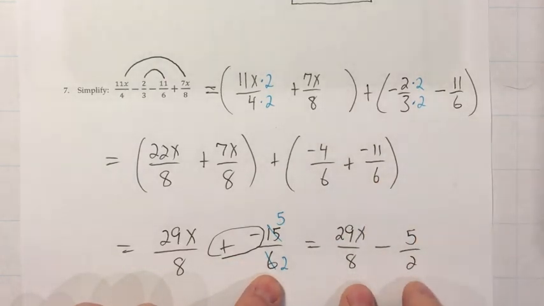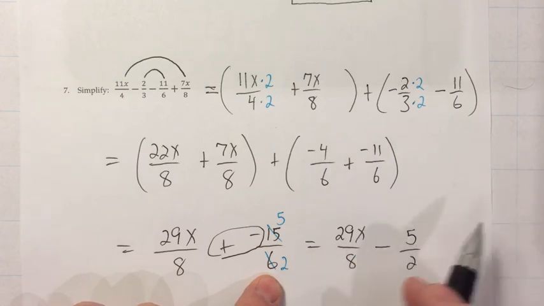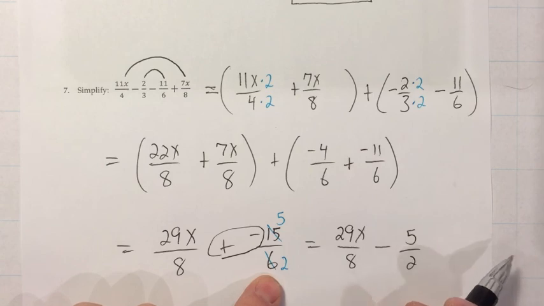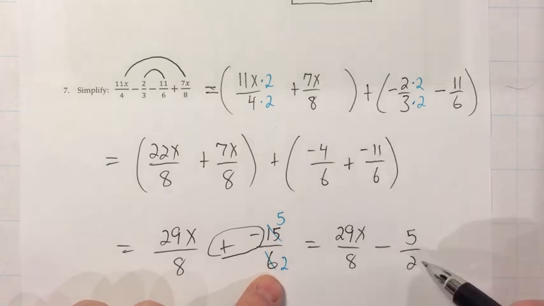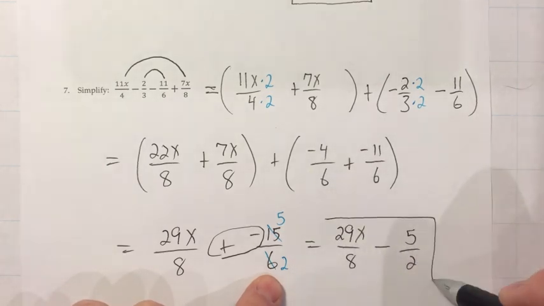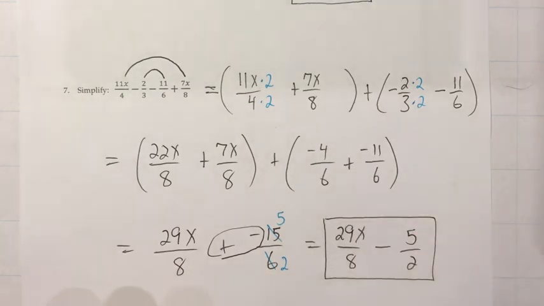There's no need to get a common denominator here because these are not like terms. This has an x and this doesn't, so we can't combine them anyway. So if we got a common denominator, this just wouldn't be simplified. So we're just going to go ahead and leave it just like that.